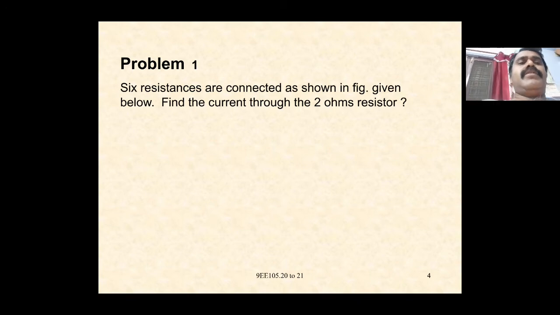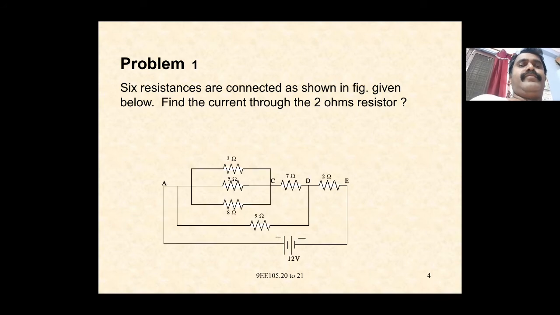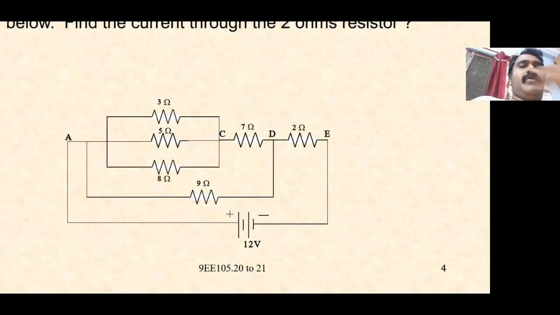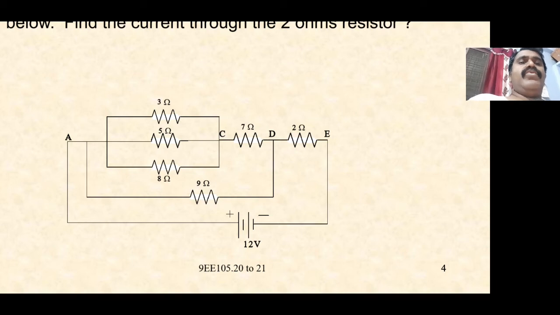So here 6 resistances are connected as shown in figure given below. Find the current through the 2 ohms resistor. Here nothing but 3 ohms and 5 ohms and 8 ohms are connected in parallel. So this parallel combination comes in series with the 7 ohms resistance. Again this parallel combination can again connect to the 9 ohms resistance. Again the series combination is 2 ohms here.